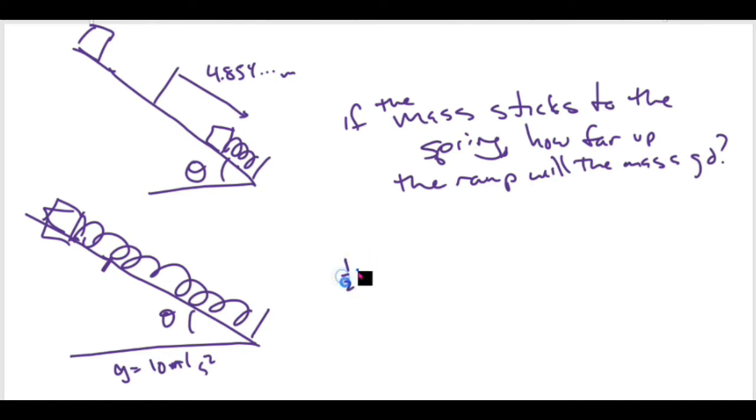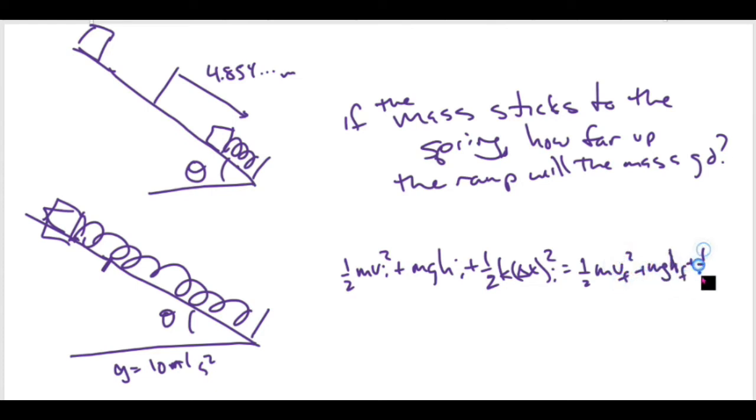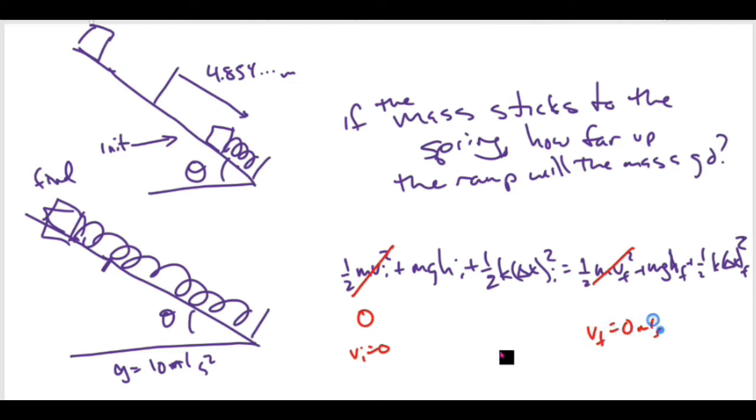We end up with 1/2 mv initial squared plus mgh initial plus 1/2 k delta x initial squared equals 1/2 mv final squared plus mgh final plus 1/2 k delta x final squared. This is my initial situation right here, and this is final. So again, we first have to see what we can get rid of, and for the exact same reason as before, initially it's at 0. This is at maximum compression. My initial speed is 0. My final speed also is 0 because I'm looking to see how far up it will go. So final speed is equal to 0, and these are of course meters per second.